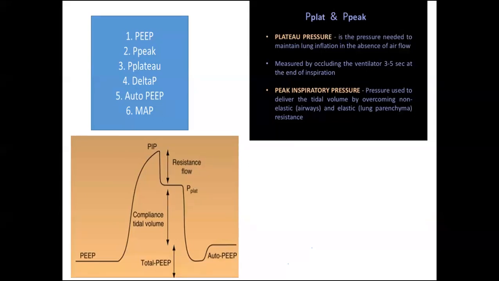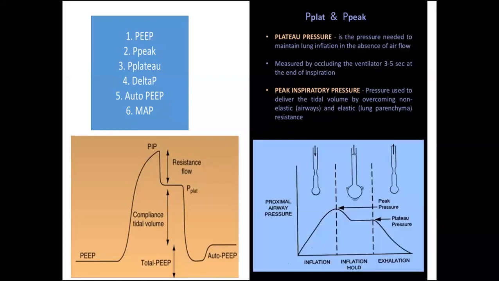If air is not flowing, then it's not needed to overcome the resistance. And whatever pressure is needed now is just to inflate the lungs. So that inflating pressure is P plateau. When the flow is zero, the pressure needed to keep the alveoli distended is the P plateau. PIP is combined of both. It is the pressure needed to overcome the resistance plus the pressure needed to distend the alveoli.